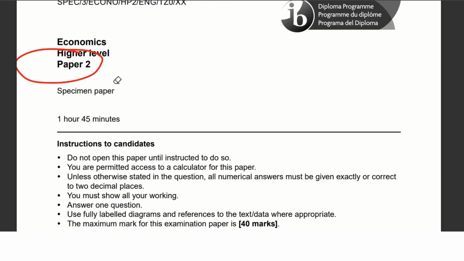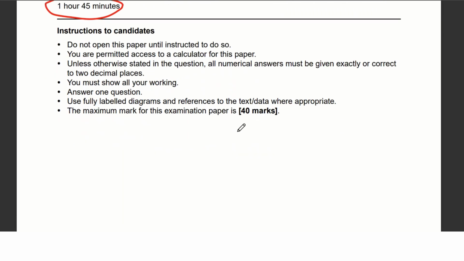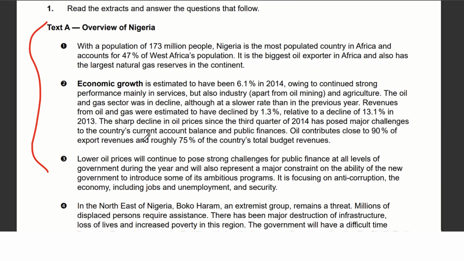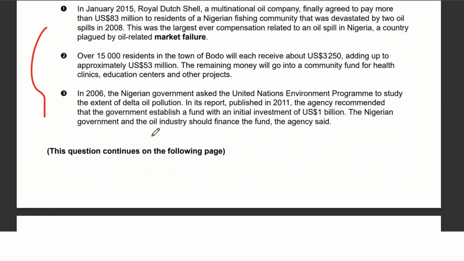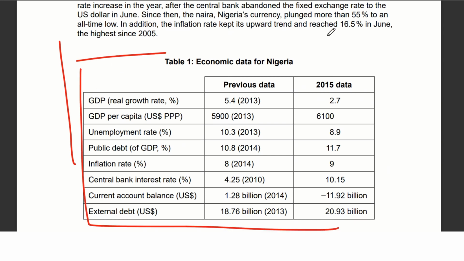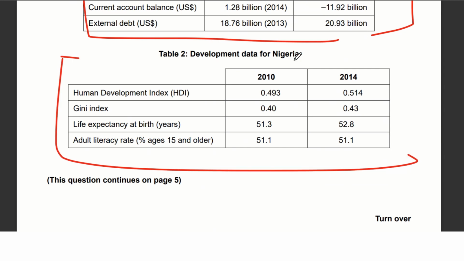And the next one is paper 2. Look here, 1 hour 45 minutes, and the maximum marks are 40. Remember, you will have one passage, text A, text B, and sometimes text C, and data-related information will also be given, right?